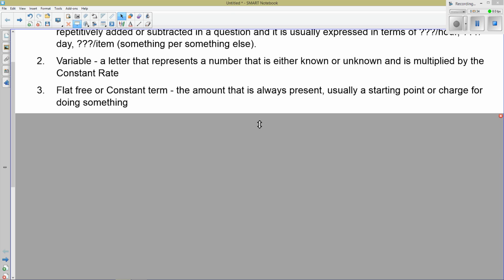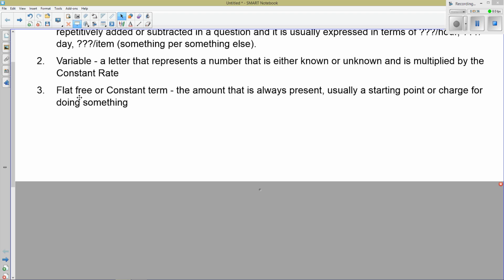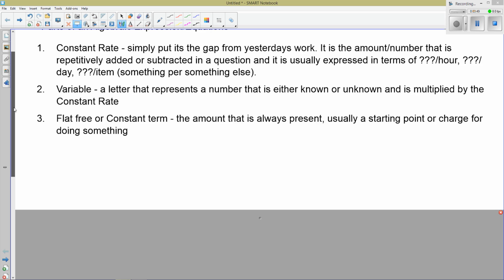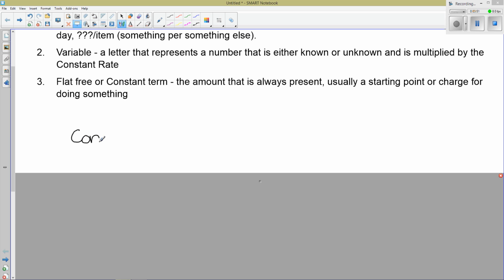So, just as an example again, to write it out. And the computer always goes back to the fat, but not this time. Alrighty, so the flat rate would look like this. It would be the constant rate times the variable plus or minus the flat fee.